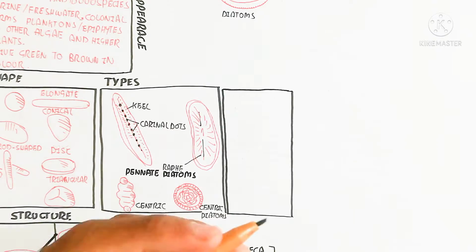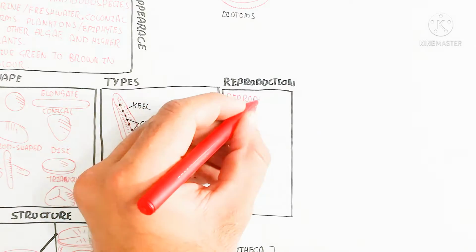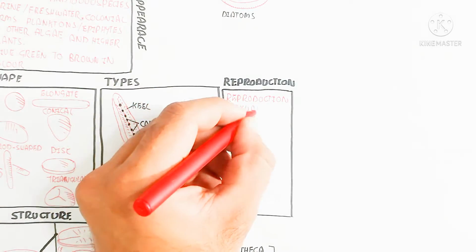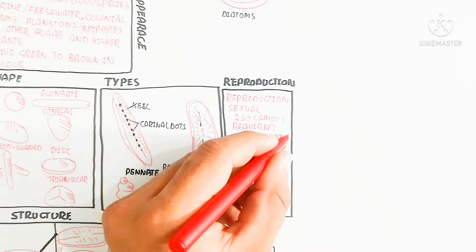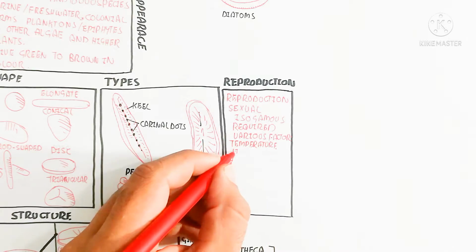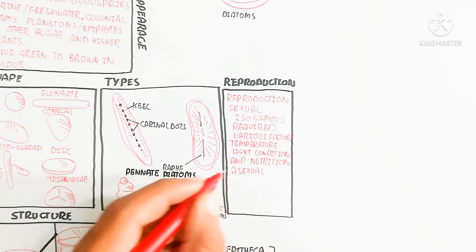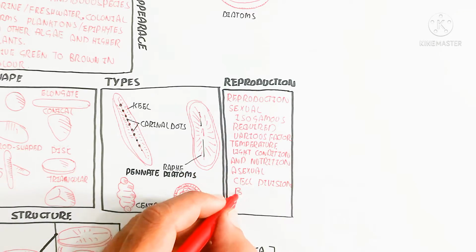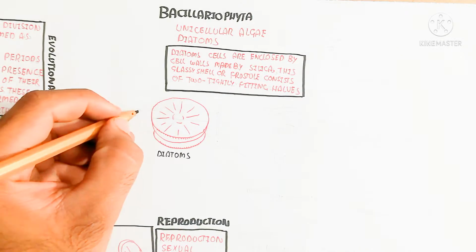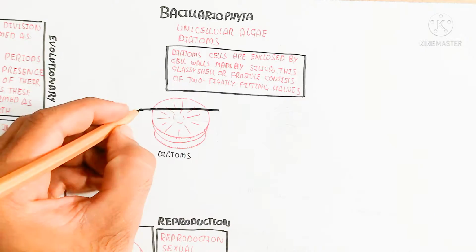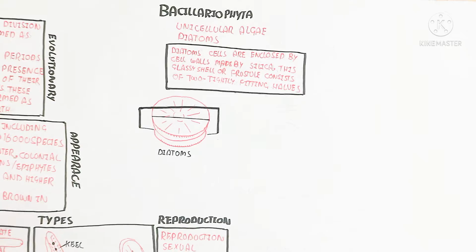Now let's discuss reproduction. The reproduction is both sexual and asexual. The sexual reproduction is isogamous, which means the gametes are equal to each other and we cannot distinguish between the female and male gamete. It requires various factors, such as temperature, light condition, and nutrition. Asexual reproduction is by cell division through mitosis. It is unicellular, so it divides into two cells to grow its generation. The sexual reproduction is used for genetic recombination.